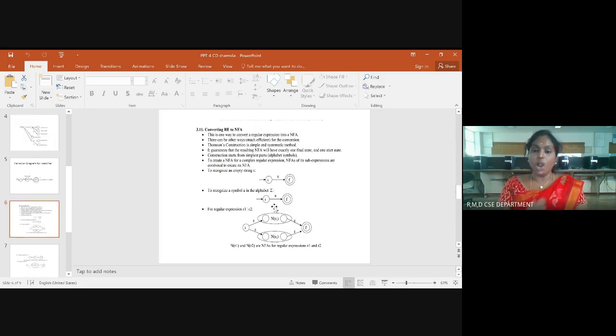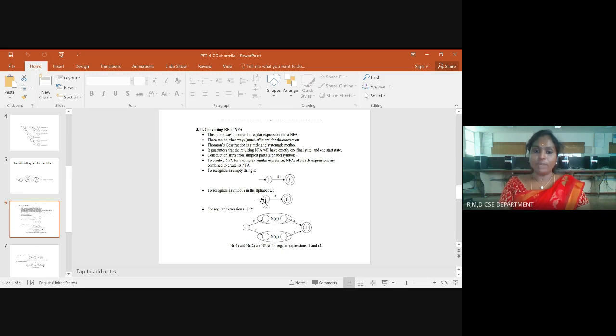Next we're going to see how to convert a regular expression to an NFA. One of the ways to convert a regular expression to an NFA is the Thompson construction method, and we're going to discuss it. We have one initial state and one final state, and one start symbol. We can represent the simplest part with an alphabet symbol. To create an NFA for a complex regular expression, using subexpressions, we use the Thompson construction method. For an empty string, the representation is epsilon.